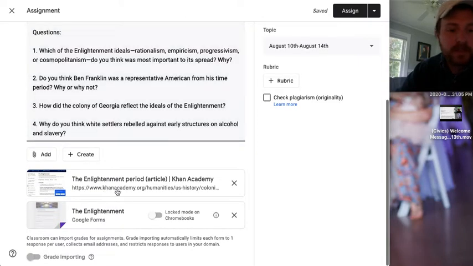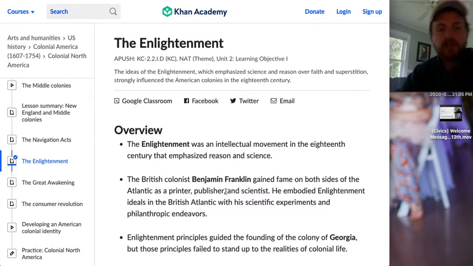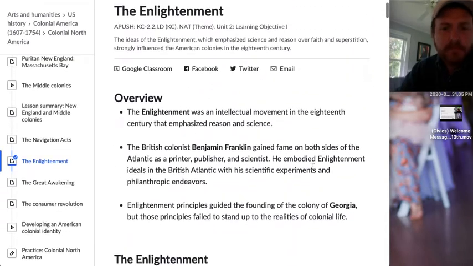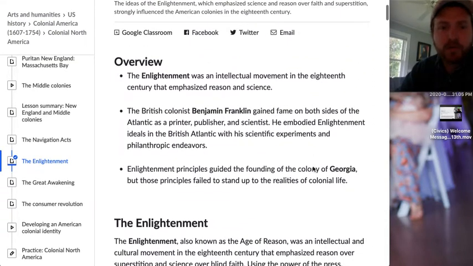So here's our two links. You want to start with this one. You click this one, and it leads you to this page. You should see Enlightenment at the top. Gives you an overview, the ideas of the Enlightenment, which emphasize science and reason over faith and superstition, strongly influenced the American colonies in the 18th century. It is written at a pretty digestible reading level.